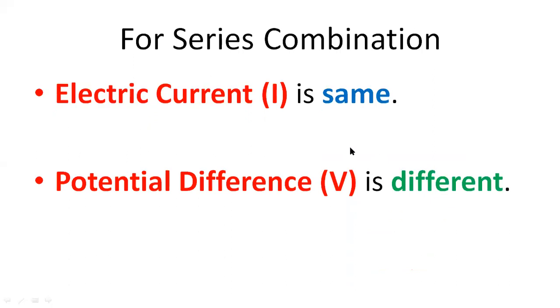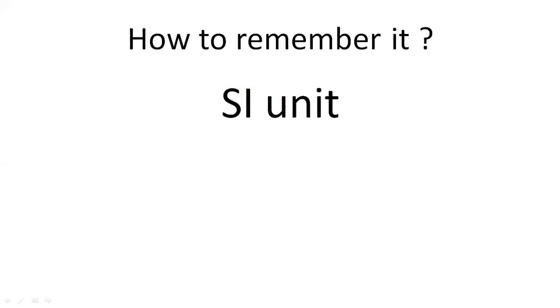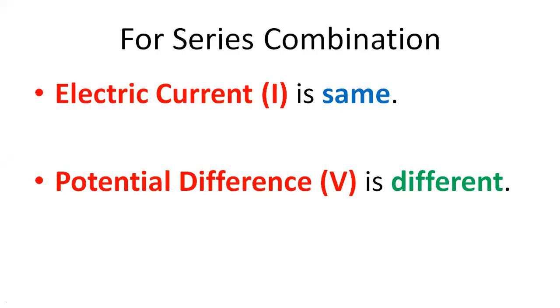So what I want you to do is, I want you to write down this in your notebook, that what is exactly same in series combination and what is different. Okay. So please write this down in your notebook. For series combination, electric current is same and potential difference is different. Write it fast because we have to also see its derivation.